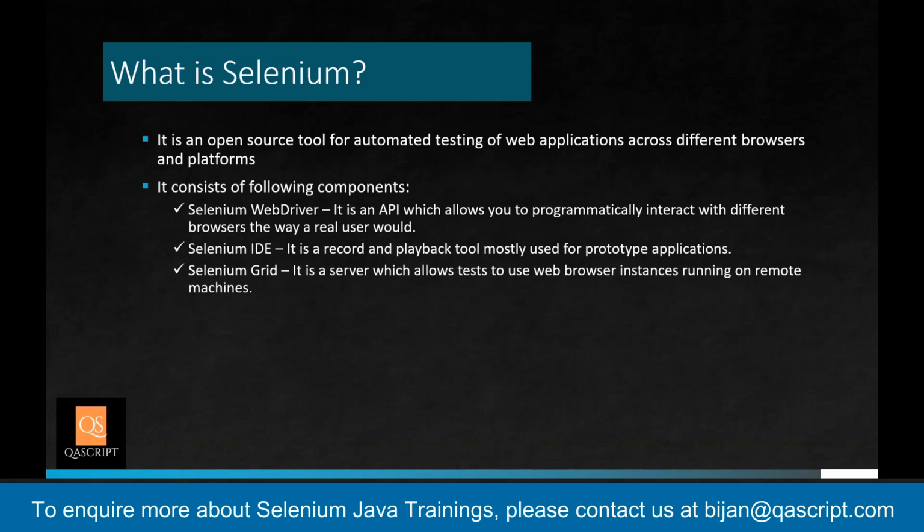There are three main components in Selenium. So there is WebDriver, which is basically an API which allows you to programmatically interact with different browsers. So that is the way you automate your browser actions, right, which you perform on the application. And then there is IDE, which is a record and playback tool. It's mostly not recommended for automation. It can be used for small prototype or if you want to do any POC kind of thing. Then you can use the record and playback tool, which is called the IDE.